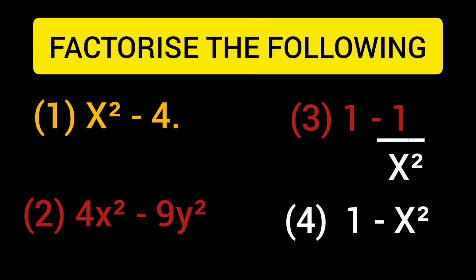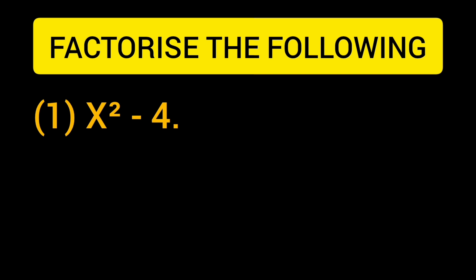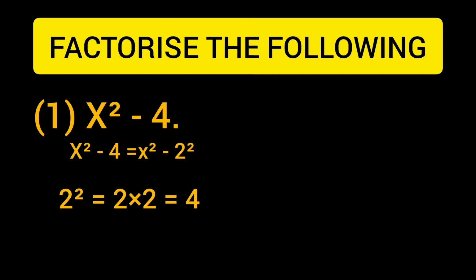Thank you. Let's factorize the following questions. Question number 1 says x squared minus 4. We can rewrite x squared minus 4 as x squared minus 2 raised to power 2. We have not changed anything because 2 raised to power 2 is the same thing as 4. That is 2 times 2.